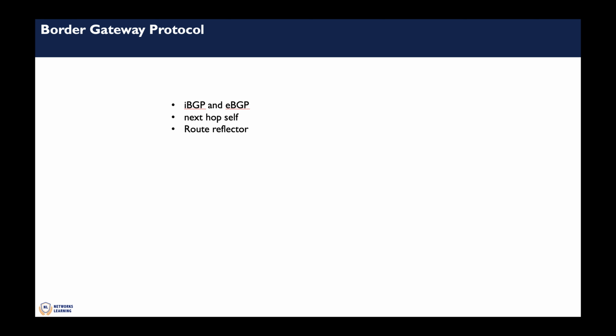So today I thought about firing up a hands-on lab on BGP, Border Gateway Protocol. It's a very basic lab, but it does address some of the fundamental and important principles on BGP. First we will cover the differences between iBGP and eBGP, so the internal BGP and external BGP, the principles of next hop self, and also the concept of route reflectors and why this is better than a full mesh.